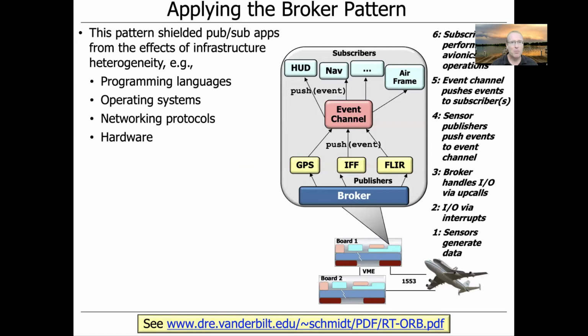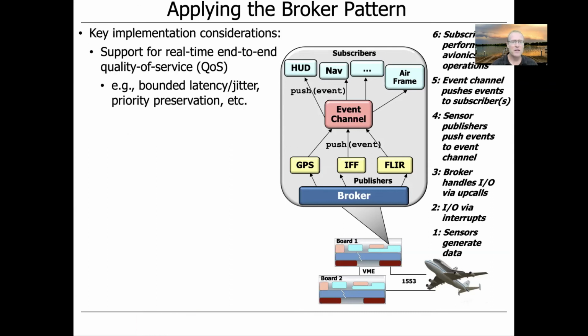We implemented the broker pattern using a standards-based approach called the Common Object Request Broker Architecture, which was all the rage back in those days. That allowed us to decouple from the programming language details, the operating system details, the network protocol details, and the hardware details. So we could write code that would work with C++ or C or Ada, or later real-time Java, and run it on top of VxWorks, real-time Linux, Solaris, and all kinds of different things. If you want to learn more, take a look at the link below, which talks about what we did in that space.